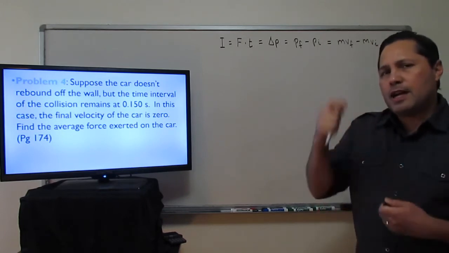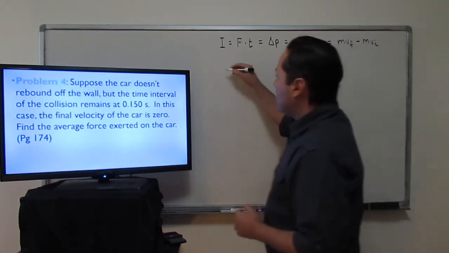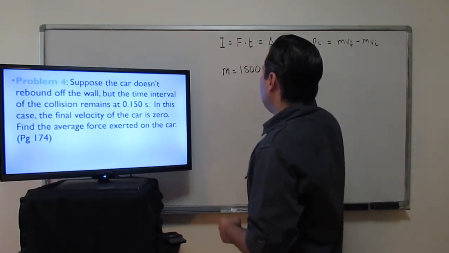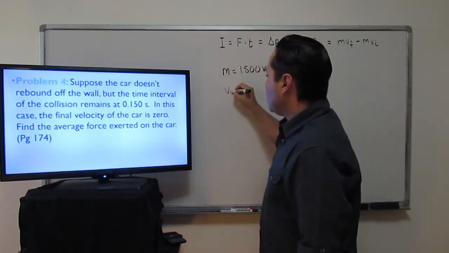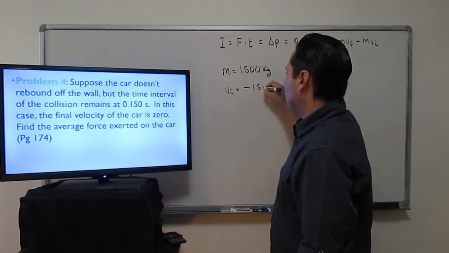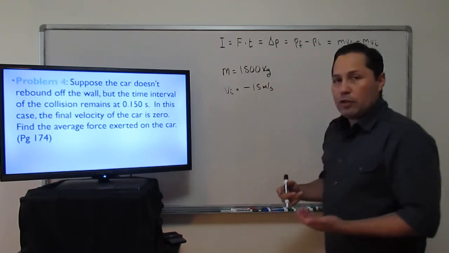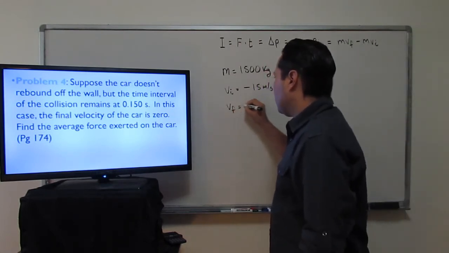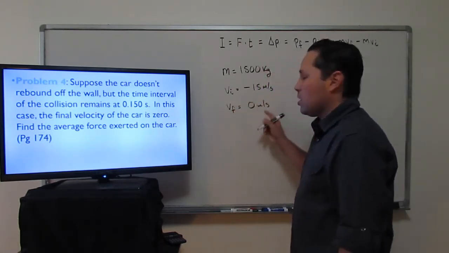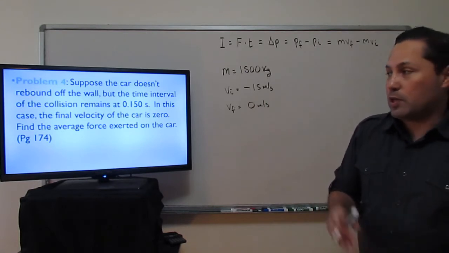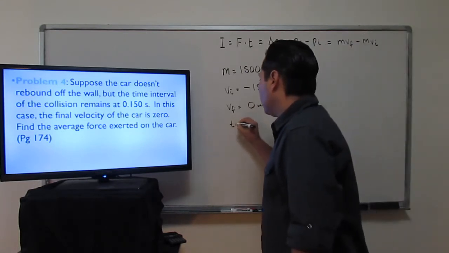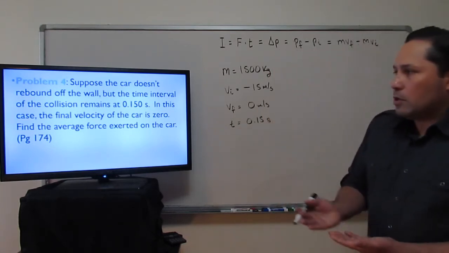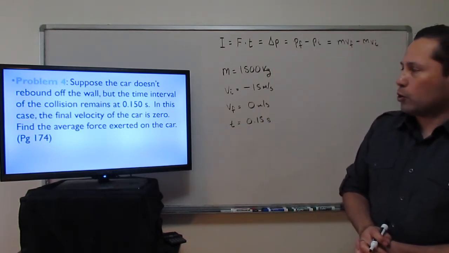And in that problem, they gave us some information such as the mass of the car. So I'm going to go ahead and rewrite it, 1,500 kilograms. They also gave us the initial velocity of the car, which was negative 15 meters per second, because it was traveling towards the left. And this time though, they're saying no, the final velocity, there's no rebound, so the car comes to rest. So it's got no velocity, 0 meters per second, but the collision still takes the same amount of time at 0.15 seconds. All right, so what is the average force for this vehicle?